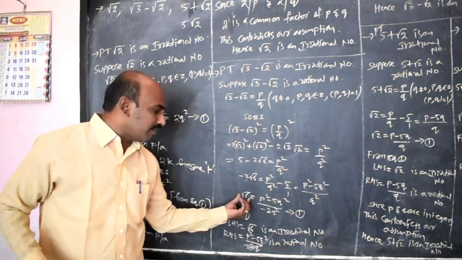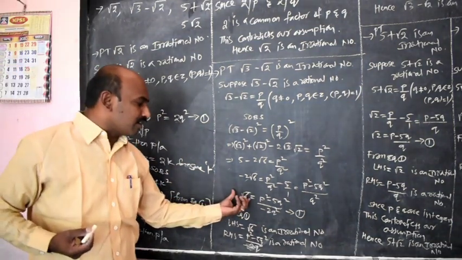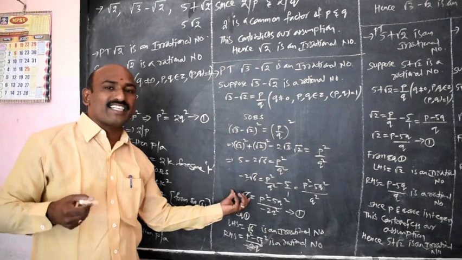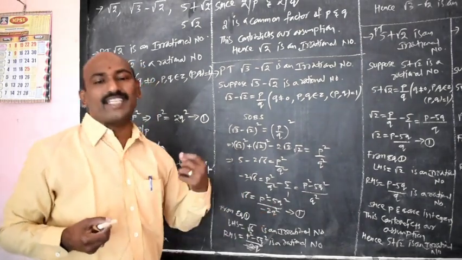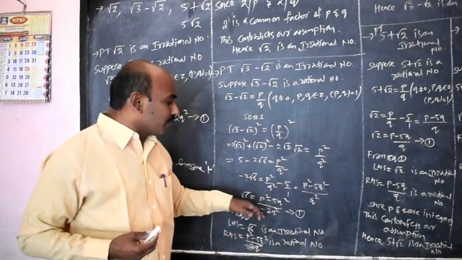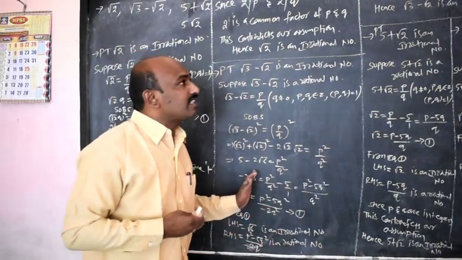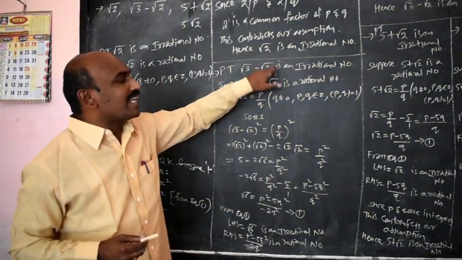From equation 1 we have already proved that root 2 is irrational. Then we can conclude that root 6 is an irrational number, and the RHS, p square minus 5q square by minus 2q square, is a rational number. Why? Because p and q are integers. Therefore a rational cannot be equal to an irrational. This contradicts our assumption. Hence root 3 minus root 2 is an irrational number.